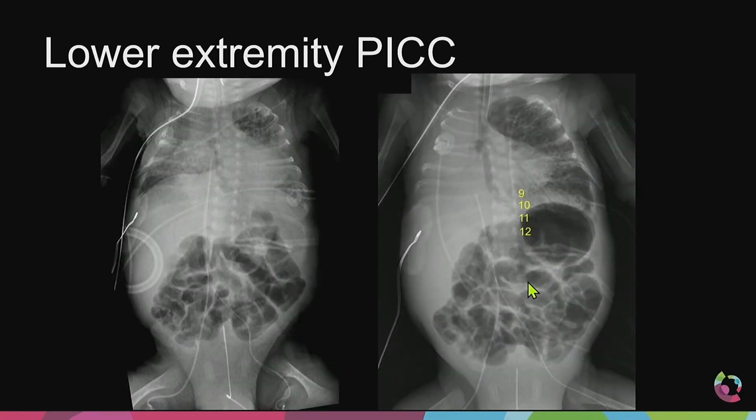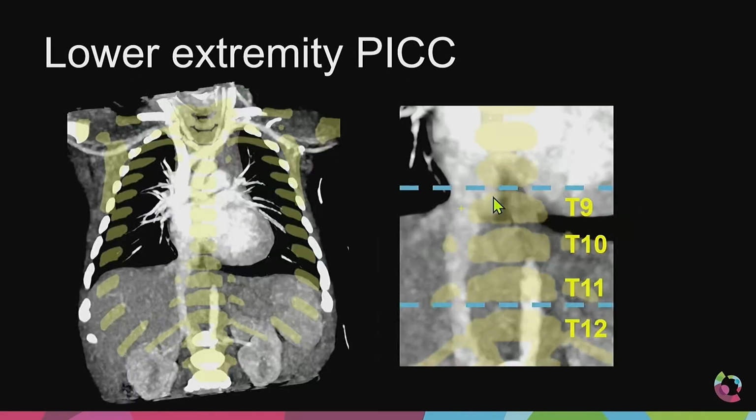Lower extremity PICCs, again, I said you want that tip to be somewhere between T9 and T11. So on the first image here, the catheter tip was way up in the heart. We asked them to pull it back. Catheter tip settled down right around T9 here, so at the upper level of where we want it to be, but in more satisfactory position.